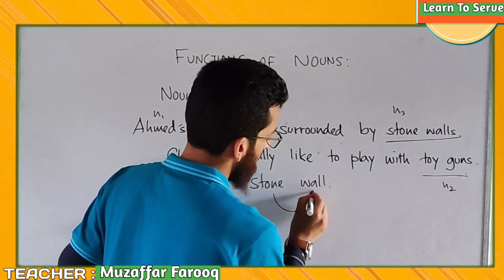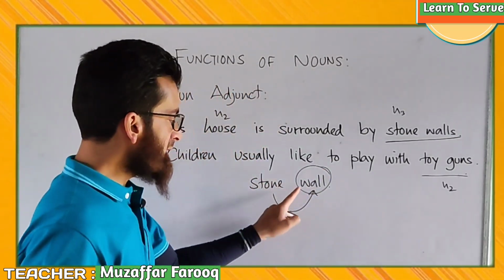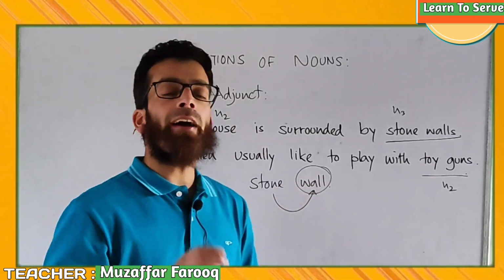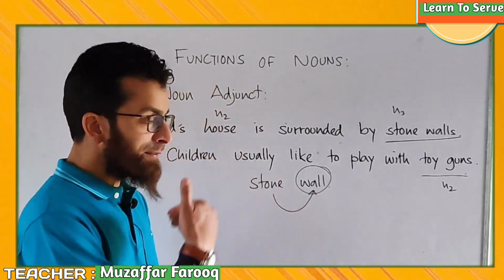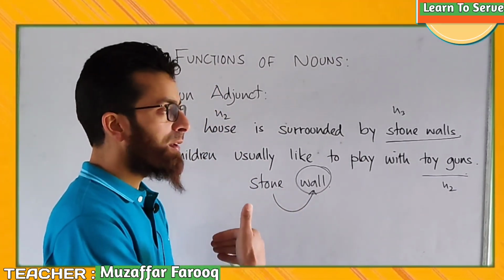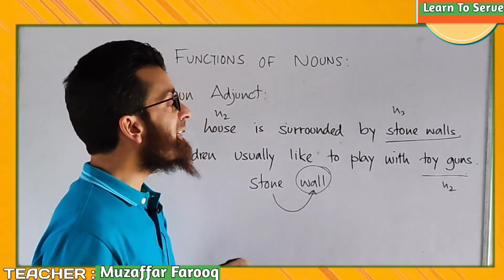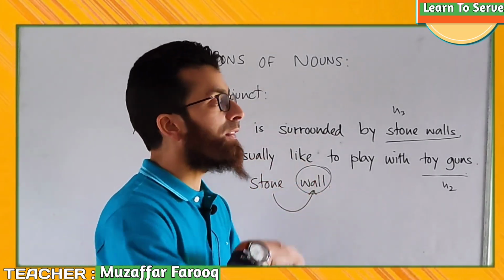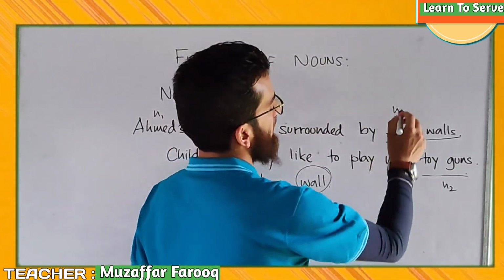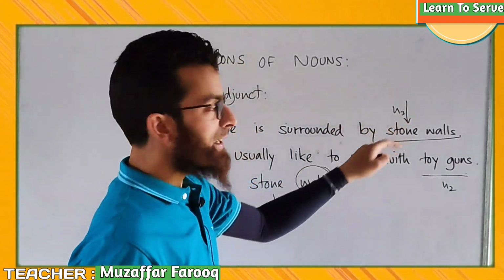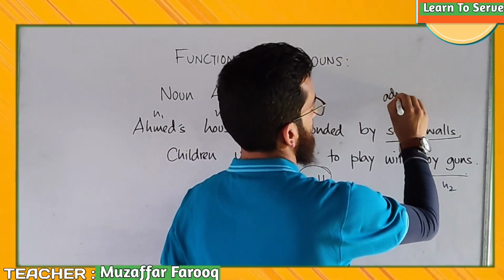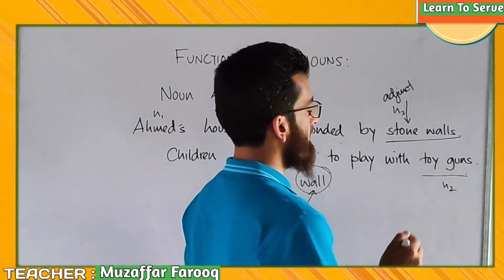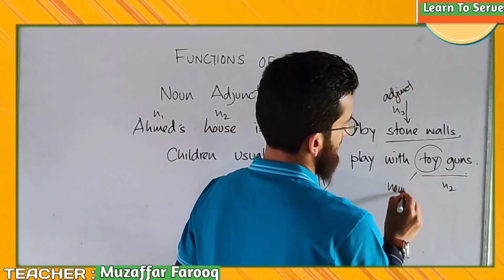This noun is an attribute of wall, stone wall. So when you have two nouns and the previous noun, the first noun, the noun that comes first, explains or gives a particular trait or particular characteristics to the noun that follows, you can call this a noun adjunct. So here in the case of toy guns, toy is a noun adjunct.